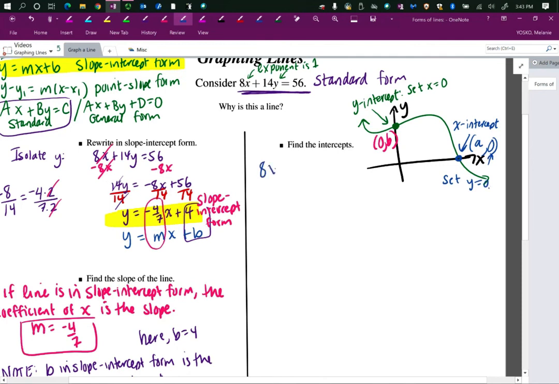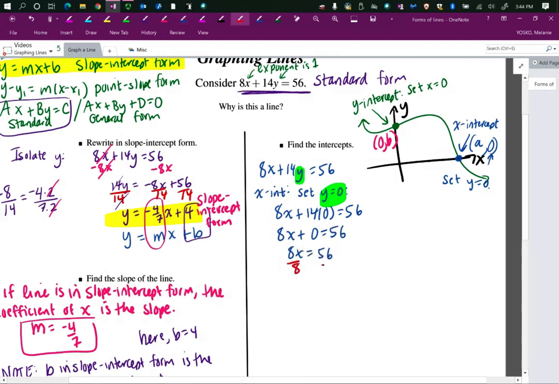So let's look at our equation again. 8x plus 14y equals 56. So if we want to find the x-intercept, and I'm being lazy, just call it x-int, x-intercept, we are going to set y equal to 0. So this y, we're going to write 0 instead. So 8x plus 14 times 0 equals 56. This is 8x plus 0 equals 56, or really just 8x equals 56. Divide by 8, because we want the coefficient of x to be 1. So x is 7.